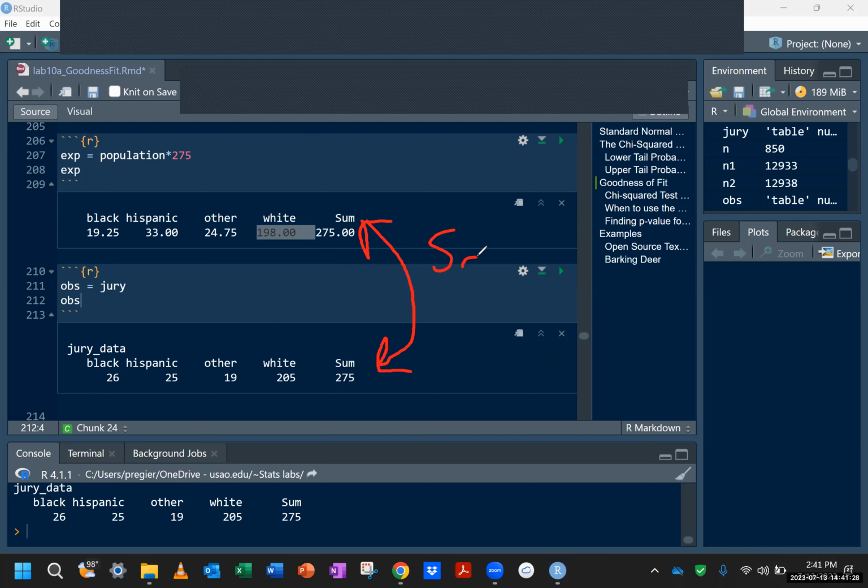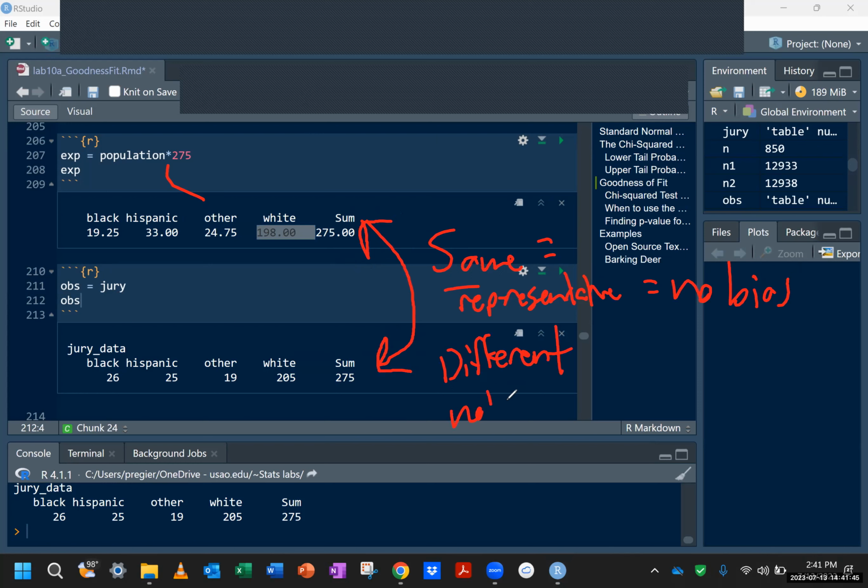If they're the same, that means it's representative and there's no bias. If they're statistically different, that means not representative. That means there was evidence of bias. Okay, so we're going to test this. The goodness of fit test can show us this.